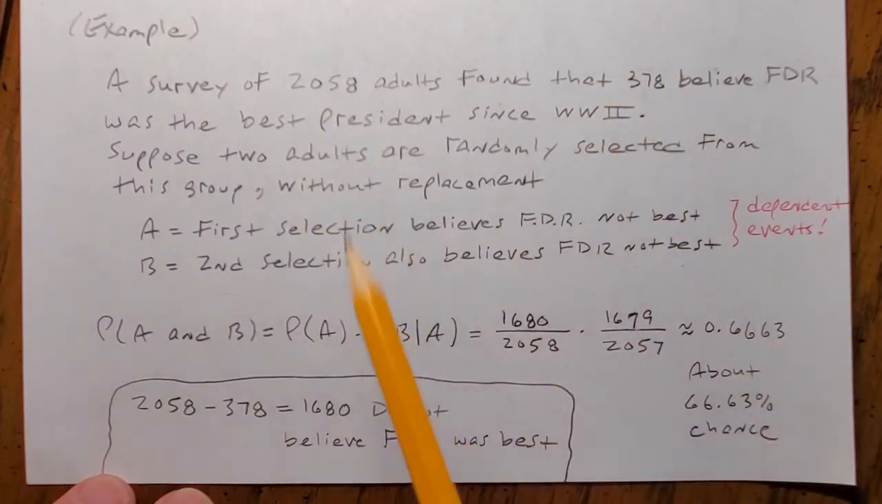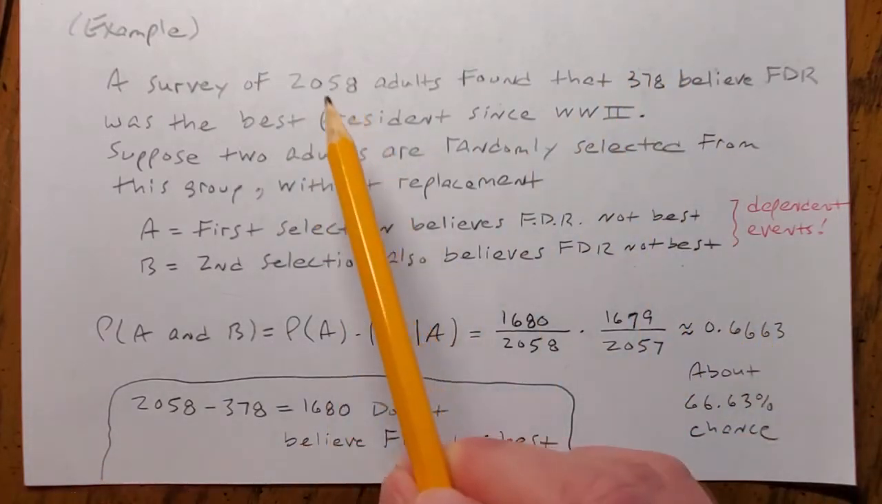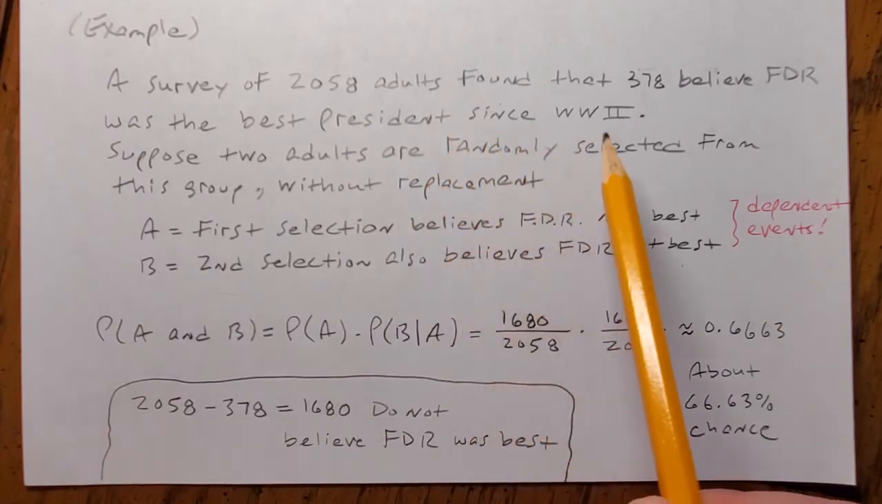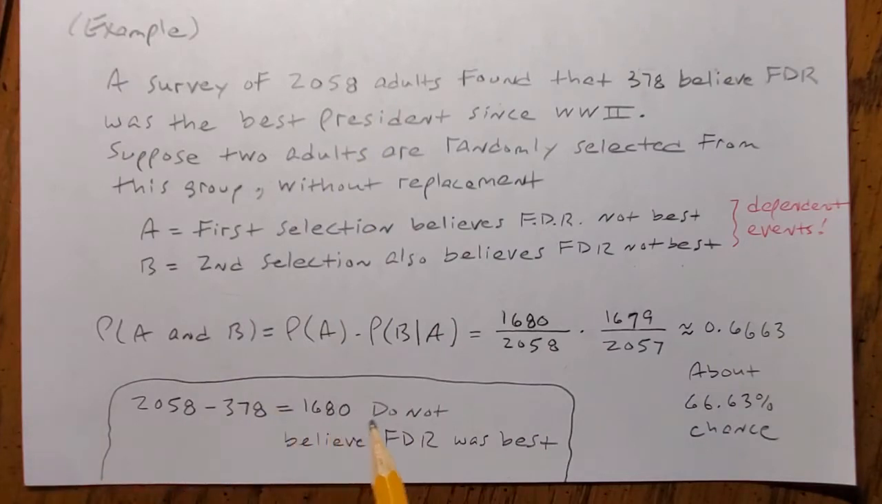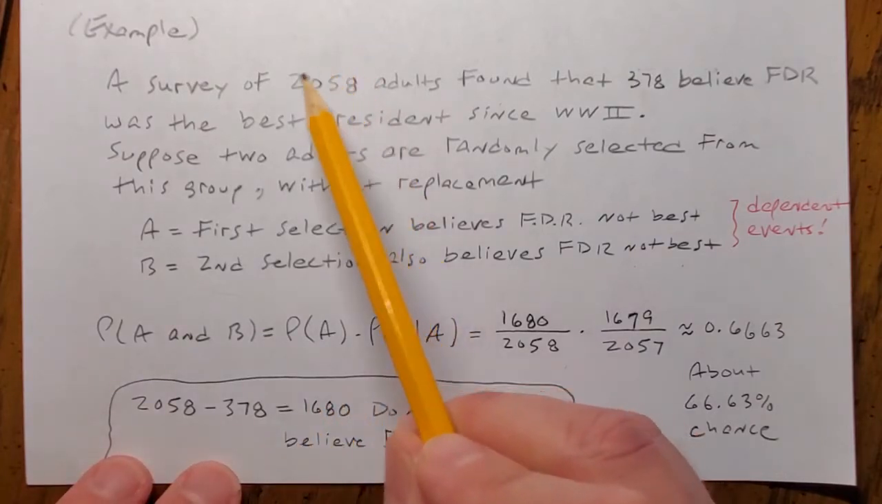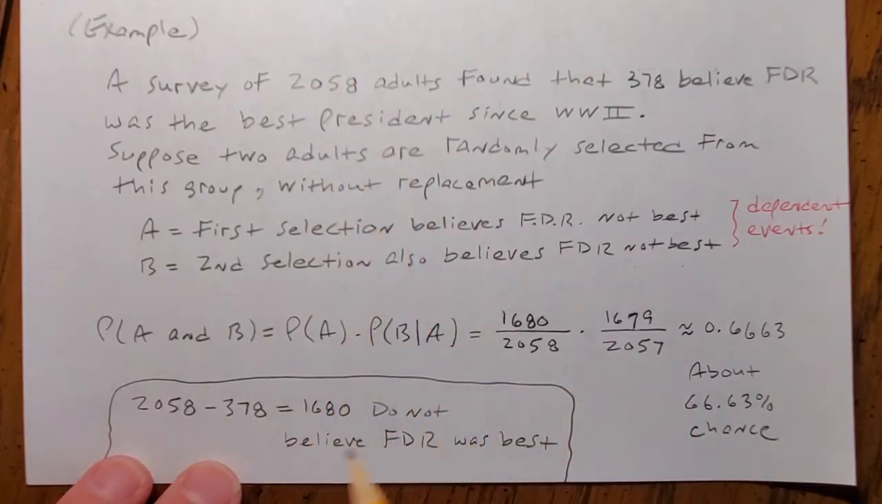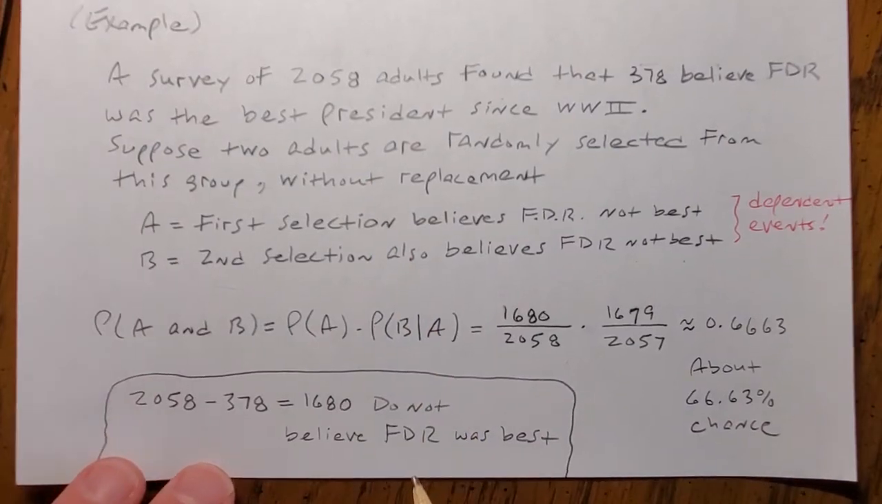378 out of 2058 thought that FDR was the best president since World War II. That means if you take 2058 minus 378, 1680 do not believe FDR was the best president since World War II. And let's say their only options were either he was or he wasn't. Having no opinion was not an option. So, okay, 1680 out of 2058 do not believe he was the best post-World War II president.